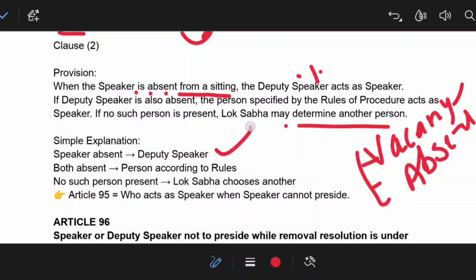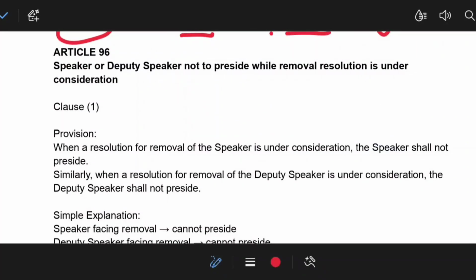So if the speaker is absent, then the deputy speaker will perform the duty, and if both are absent, then a person according to the rules. And if there is no such person present, then the Lok Sabha will choose another person. So article 95 is about who acts as speaker when the speaker can't preside. That is the simple part. Now let's move to article number 96.